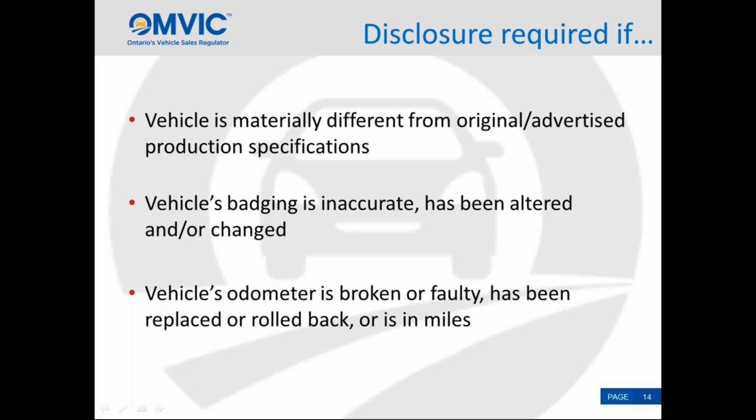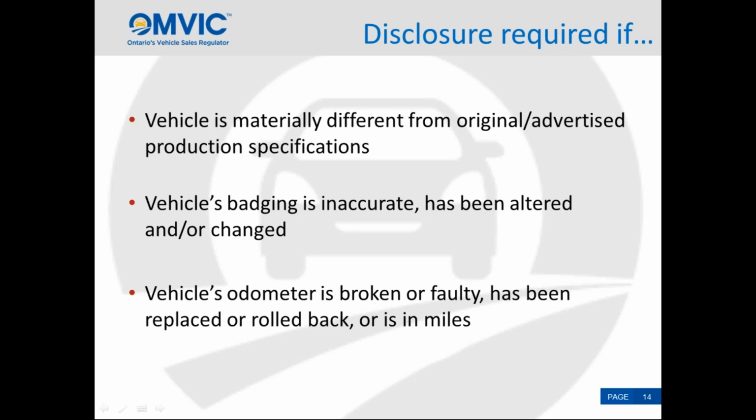The one that is kind of interesting that we have seen, and that comes out of the salvage yards, is when these cars are rebuilt, the badging is not put back on them. You're not going to go to the manufacturer and pull all the badges and glue or drill them on. So these vehicles are coming back without their badges, or they have been altered or changed. And again, altered and changed would be somebody doing something illegal. Similar with the odometer: is it broken, faulty, replaced, rolled back, or is it in miles?